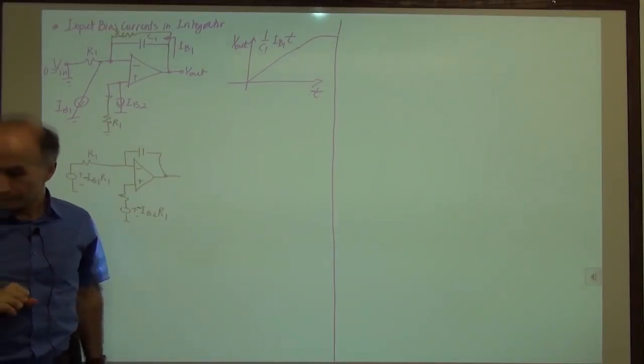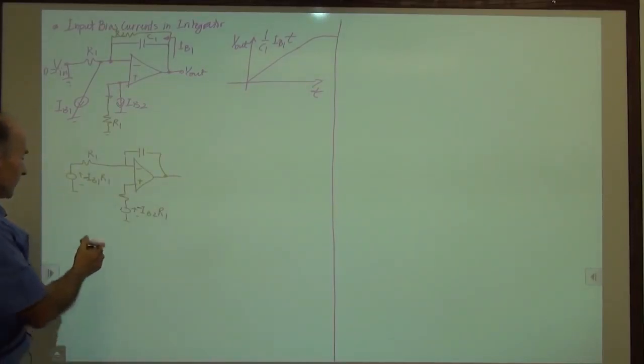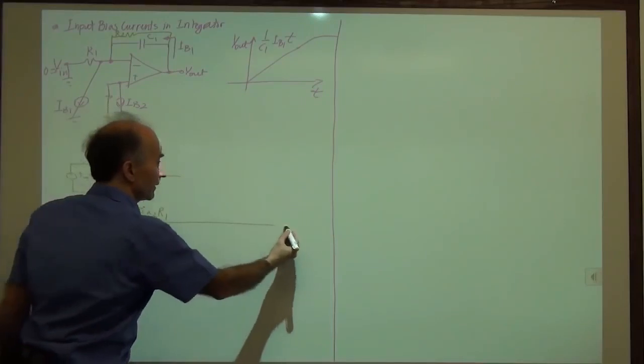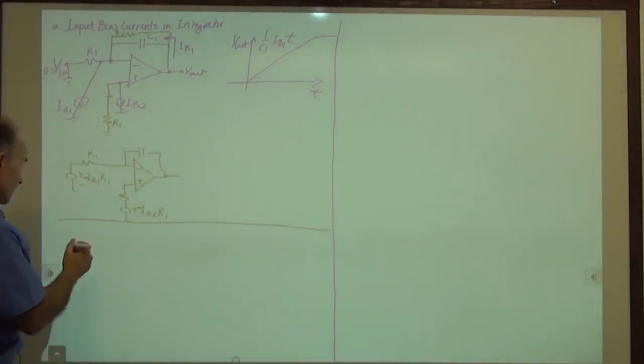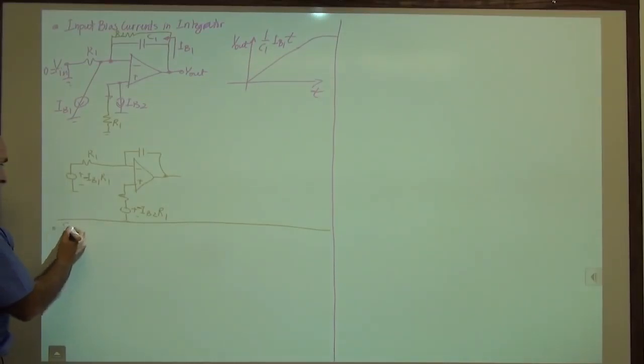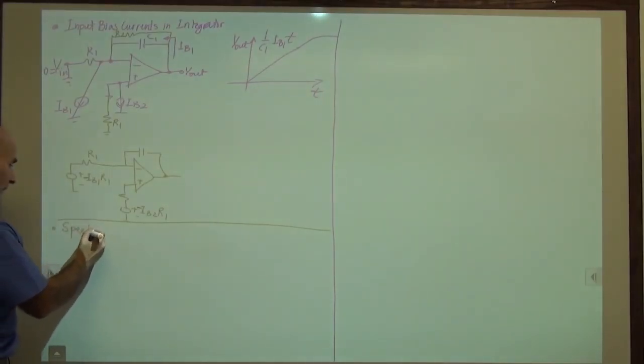Very well. Let's talk about the speed limitations of op-amps as the last type of imperfection in op-amps. So we'll look at speed limitations.